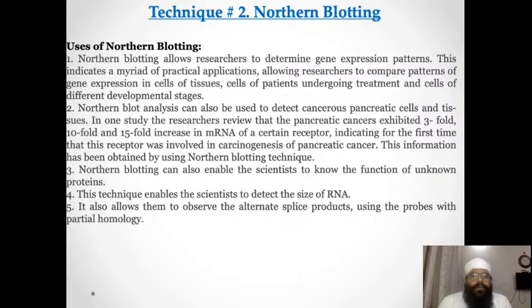Then uses of northern blotting. It is done in research to determine gene expression patterns, to detect cancerous cells, to enable scientists to find the function of unknown proteins, and to detect the size of RNA. So it allows them to observe the alternate splice products using probes with partial homology.